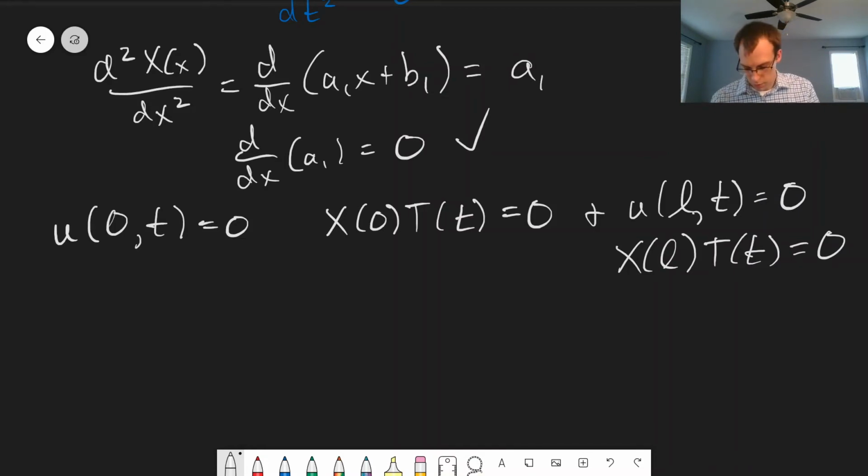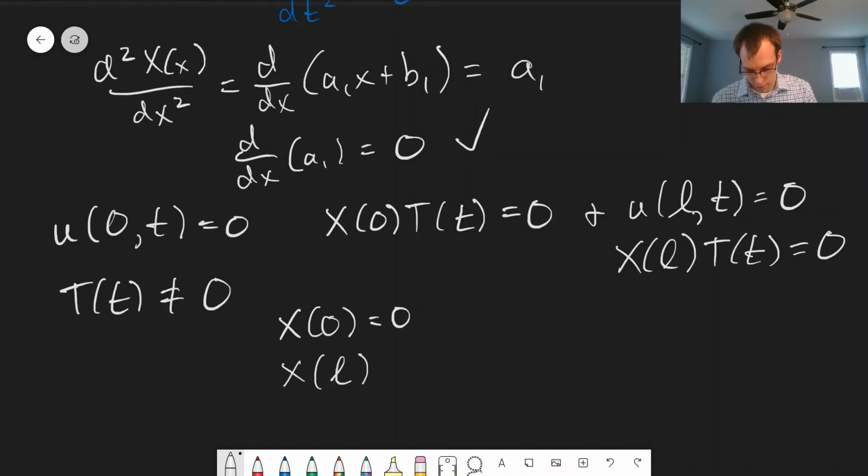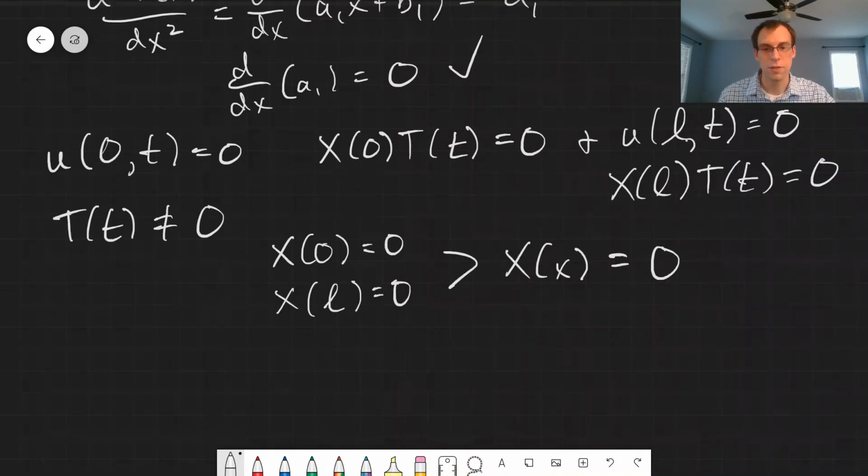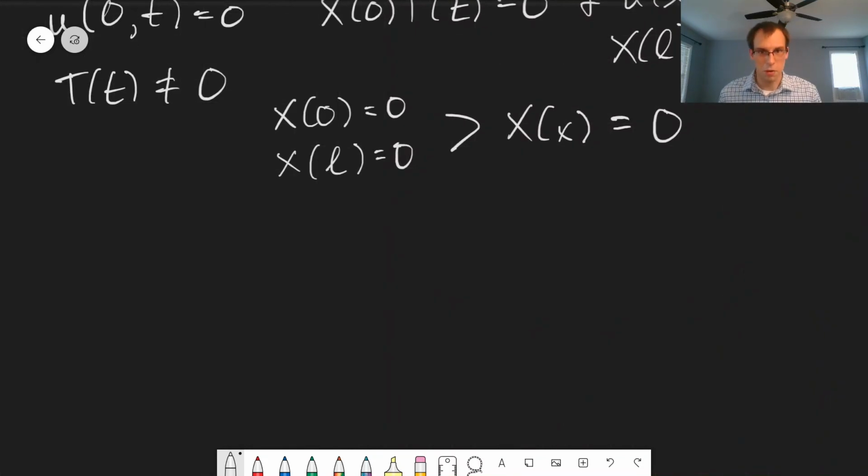All right, so this function T(t) will in general not be equal to 0 because t increases with time. So that means that X(0) has to be equal to 0 and X(L) has to be equal to 0. And if we look at our original equation, the only way for that to be true is that the x function for any value of x has to be equal to 0. So this is a solution: we have 0 times something. So basically our function is just 0.